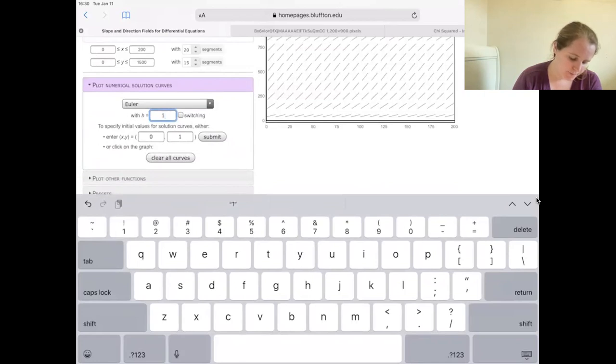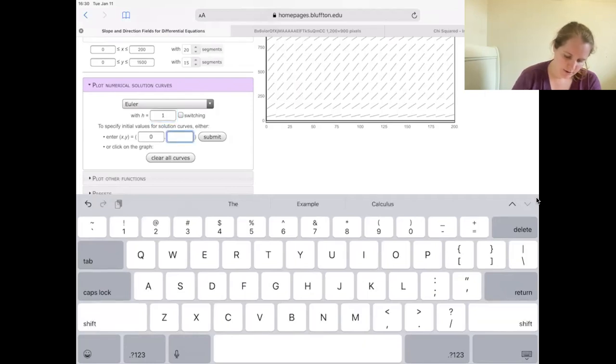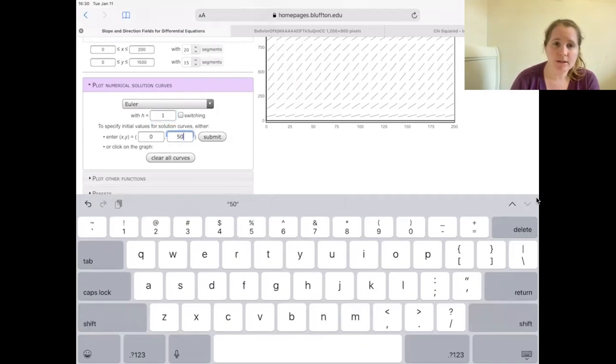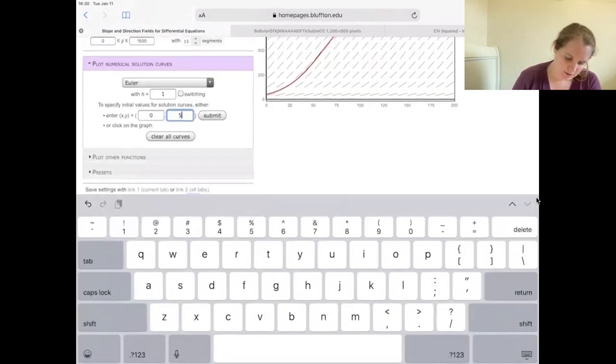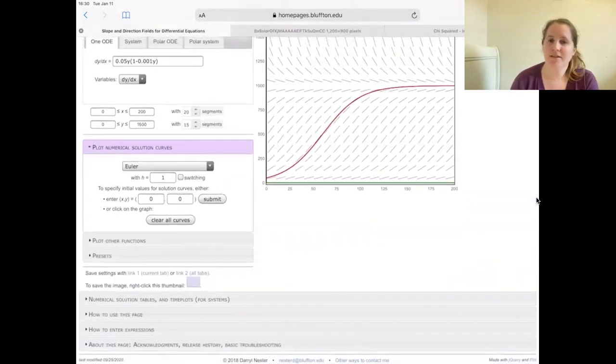And then for our first starting point, let's use, say, an x coordinate of 0 and a y coordinate of 50, and then hit submit. And so we can see there a solution curve. If we start at 0, 0, if we have no animals to start with, we can see a green line just popped out. It stays flat. That makes sense. If you have no animals, how on earth would your population grow?